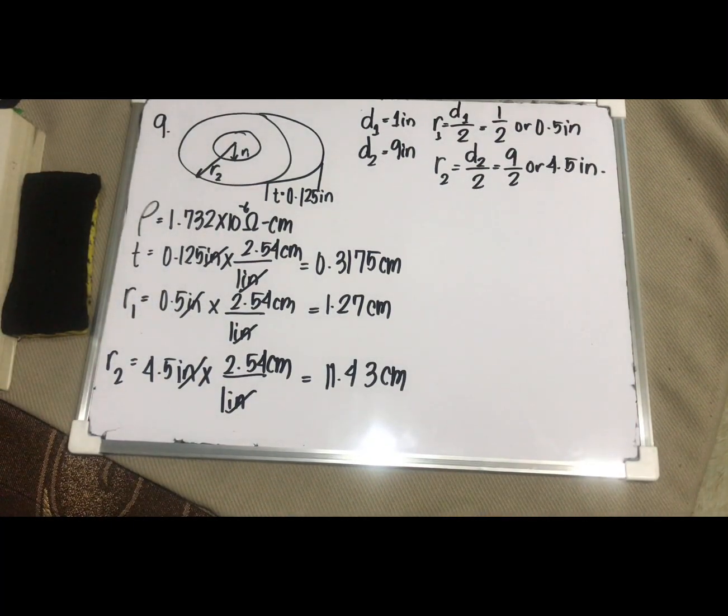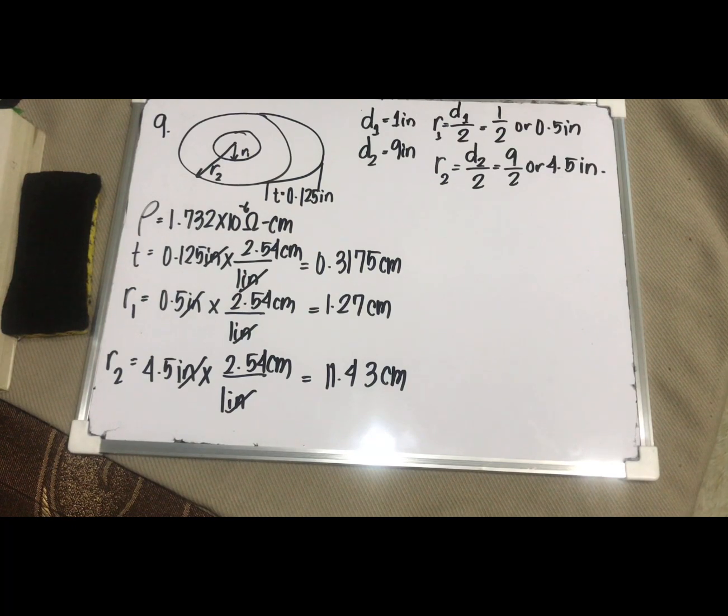I-continue ko lang yung problem. Calculate the exact resistance between the two ends of the turn to direct current taking into account the non-uniform current distribution. Assume the contact along the ends of the turn to be perfect over the entire cross section.